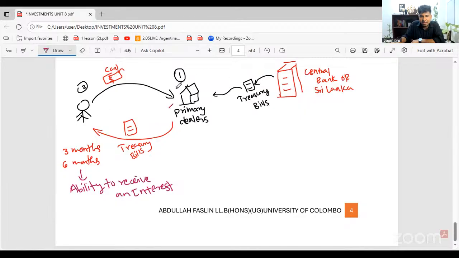So these primary dealers are in the center. They are like the brokers. They are the ones who are connecting you and the central bank. Did you all understand?